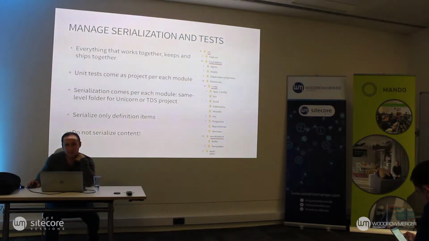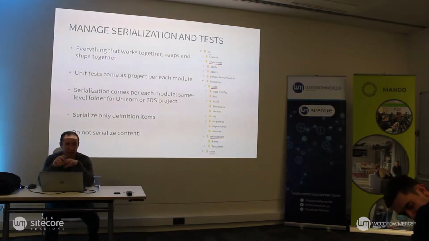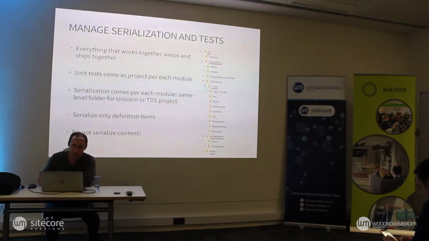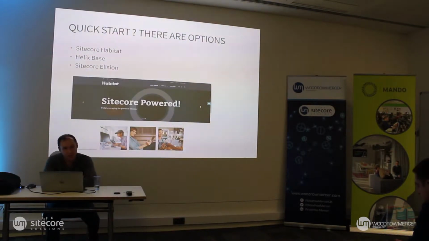And different types of items go through different life cycles. Definition items are created by developers, and content items are created on the content delivery server by content authors who come from production. So you shouldn't mix them both. So for the quick start, how do we start doing Helix?